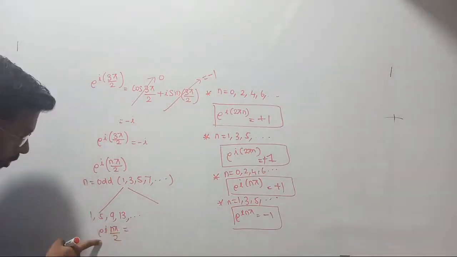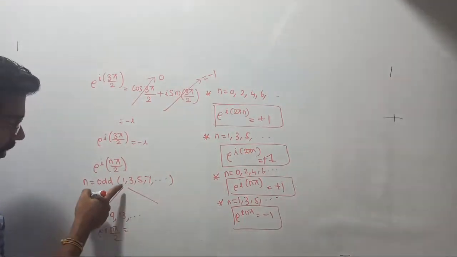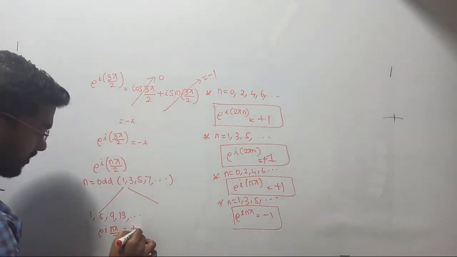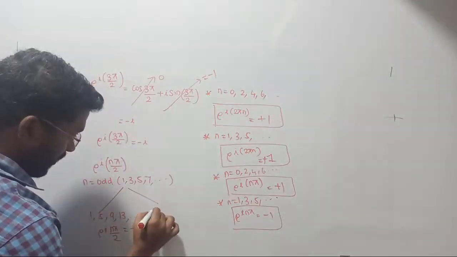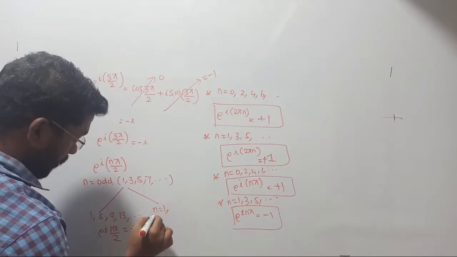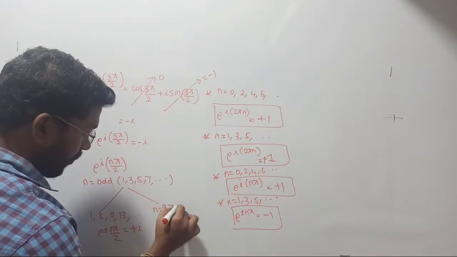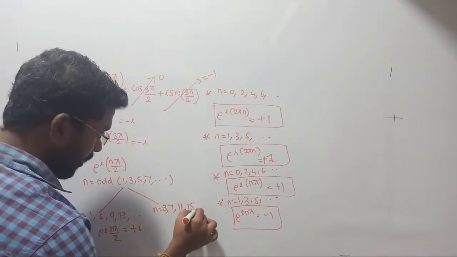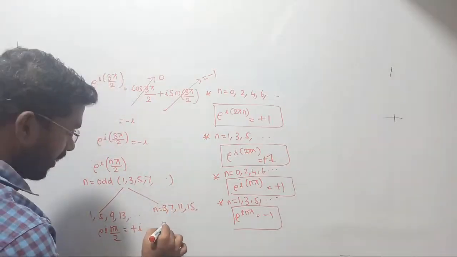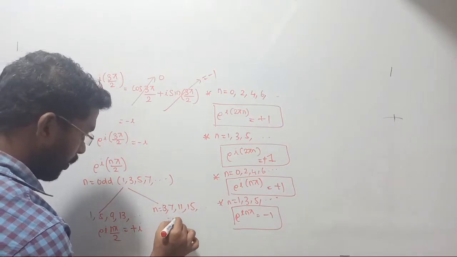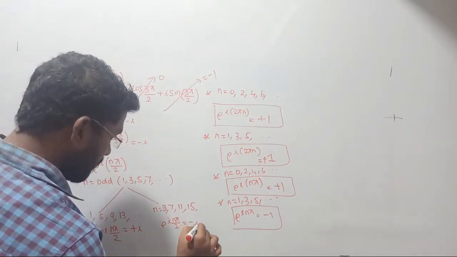So e power i n pi by 2, right? What is that equal to? If I consider n = 1, 5, it is going to be equal to plus i. Similarly, if I consider n = 3, 7, 11, 15, and so on, in this series e power i n pi by 2 can be replaced by minus i.